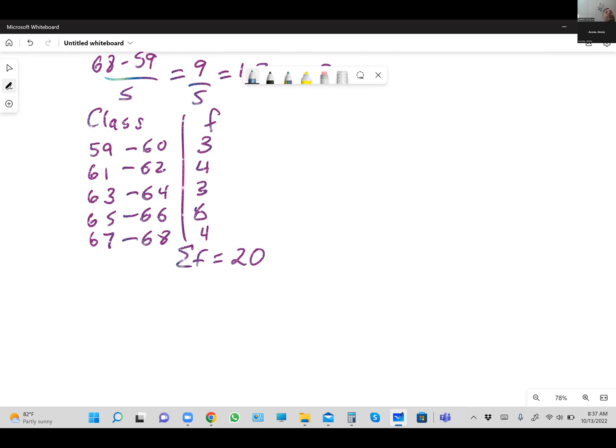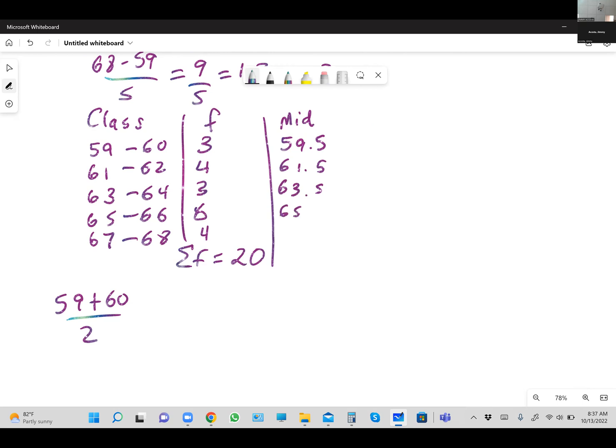So we say that we're going to do the midpoint of the class. If you take 59 and you add 60 and divide by 2, you will get what? 59.5. So one number that represents the first class is 59.5. And the next one will be what? 61.5. And the next one will be 63.5. And the next one will be 65.5. And the next one will be 67.5.